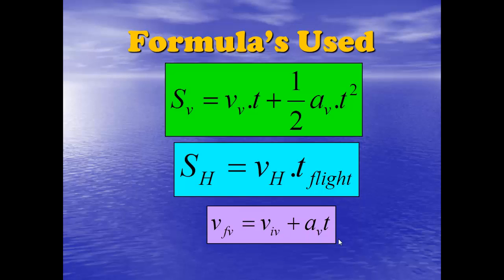These two formulas are just a variation of the same formula, and really what we do is break the distance formula into horizontal and vertical components. Then this one here is the final velocity formula that we use when we're trying to find the time of flight, or the maximum height, or the final velocity of a projectile.